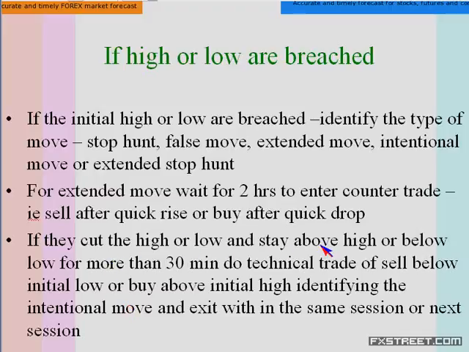They cut the high and the low, then use these to identify whether it is an extended move or an intentional move. If they simply cut the high and come down below the initial high in less than 30 minutes, it's a stop. And if they go up to the high and come down in less than 30 minutes, it's a false move. Similarly, they go down to the low and then come up. In the case of GBP, they made a quick drop, but they did not come down to that low, and quickly gained the levels around 13:30 GMT. They are all false moves.